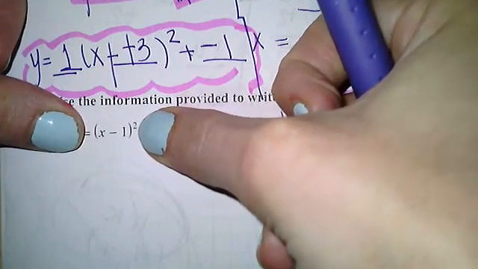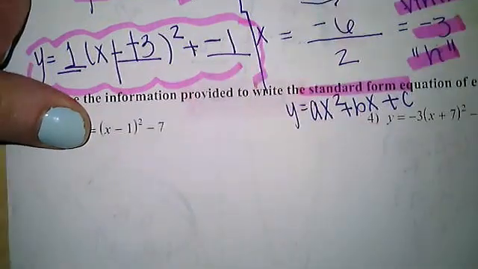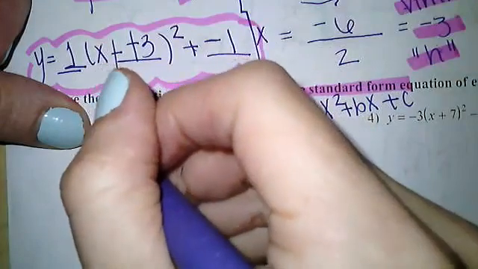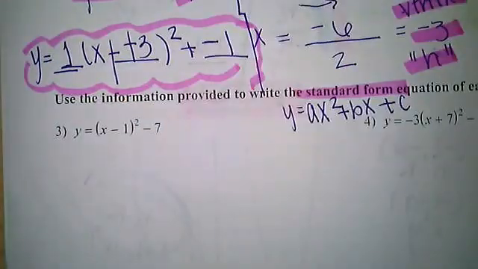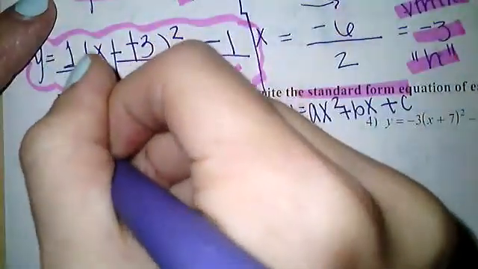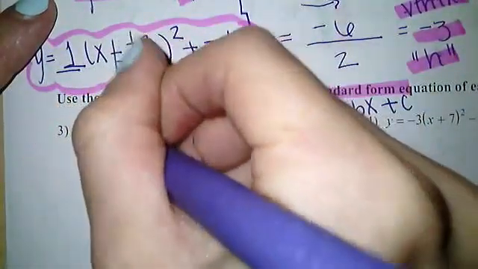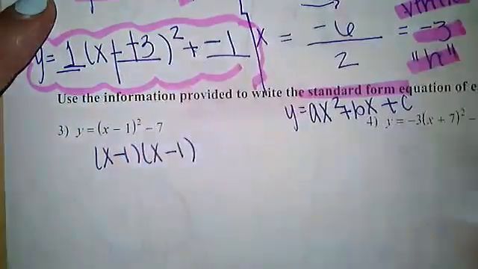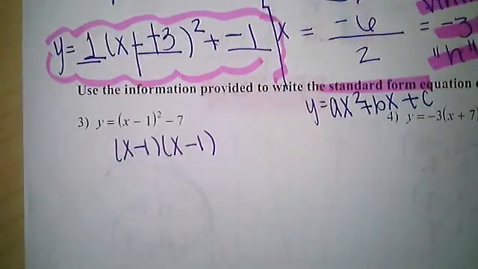Something to the second power? If you haven't, it's okay. It's an algebra 1 thing. So take this x minus 1. If it's squared, what does that mean? What does squared mean? Times it by itself. So we're going to have x minus 1 times itself. So we're going to write it out twice.